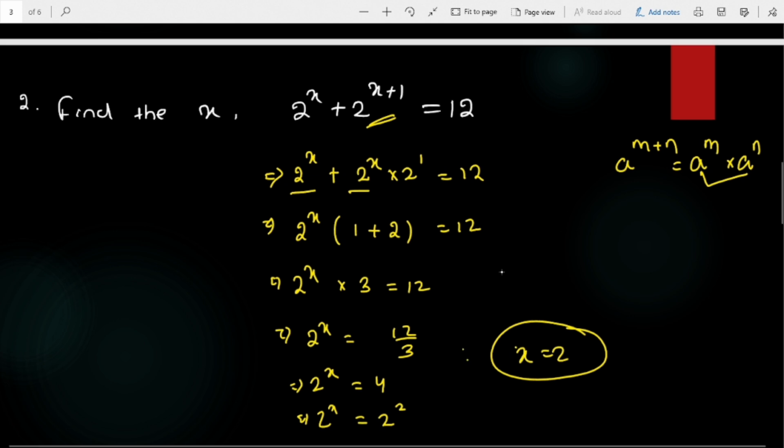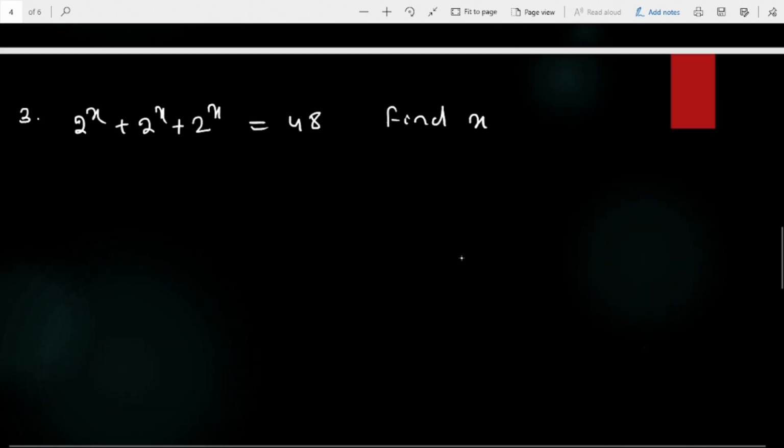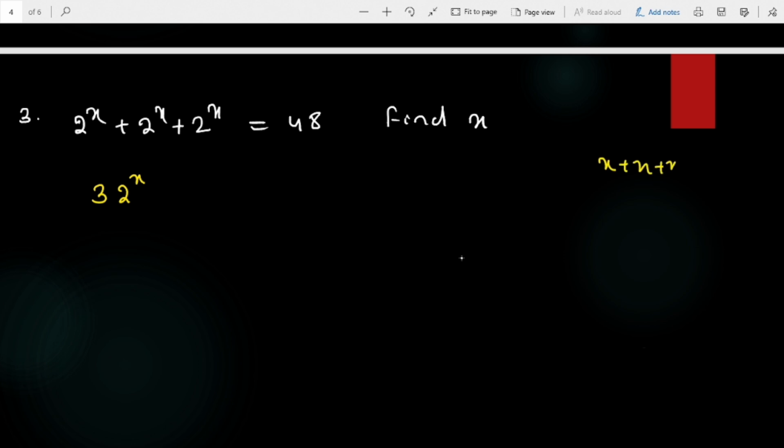So next question, also find x: 2 to the power x plus 2 to the power x plus 2 to the power x, you can write 3 into 2 to the power x. Because we know that x plus x means 2x, the same quantity written 3 times can be written as 3 into this quantity. Here 3 into 2 to the power x equals 48.